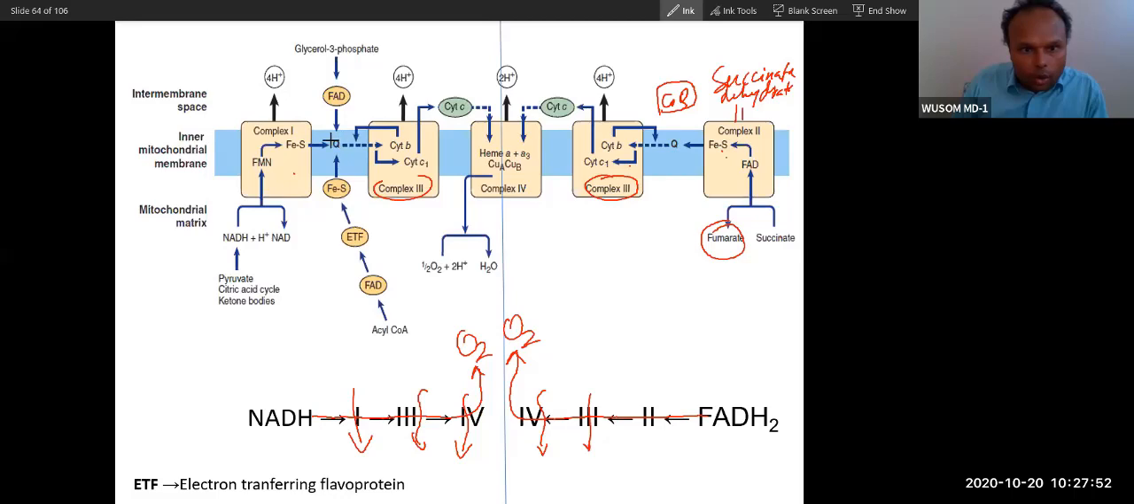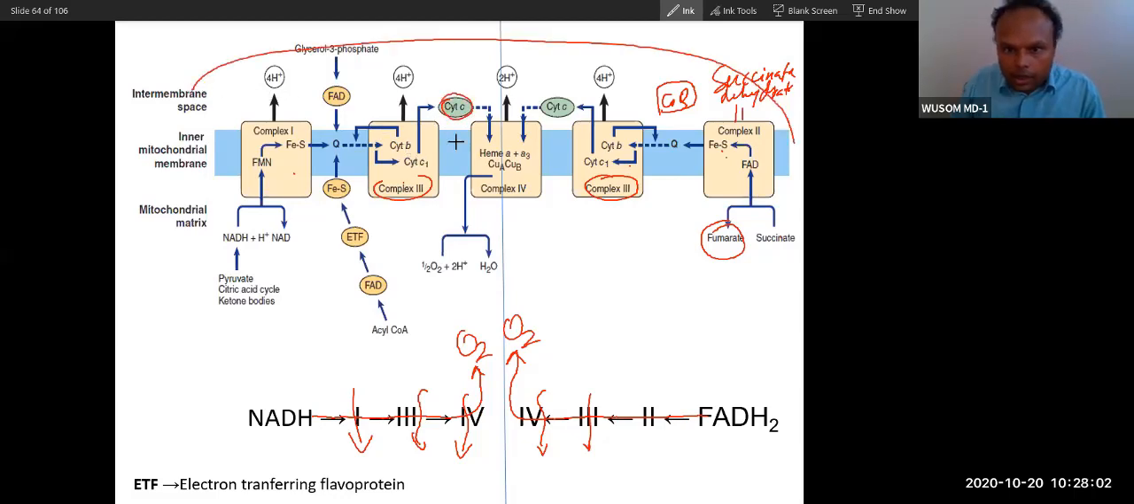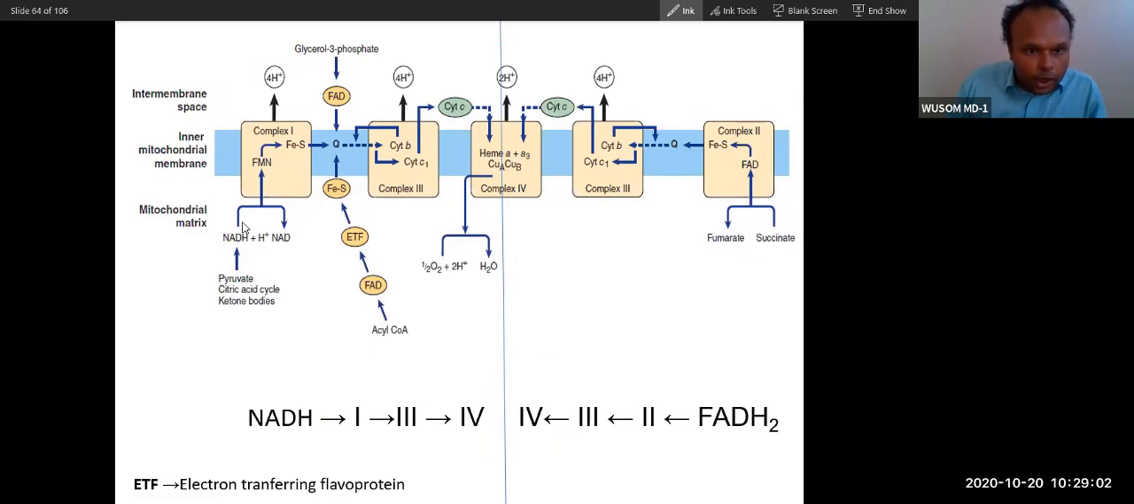So this is how coenzyme Q works, and then between complex 3 and complex 4 there is cytochrome C, which is present between the inner and outer mitochondrial membrane. So the electron flows from complex 1 to coenzyme Q to complex 3 to complex 4 to oxygen: complex 3 to complex 4 through cytochrome C, and complex 1 to complex 3 through coenzyme Q.